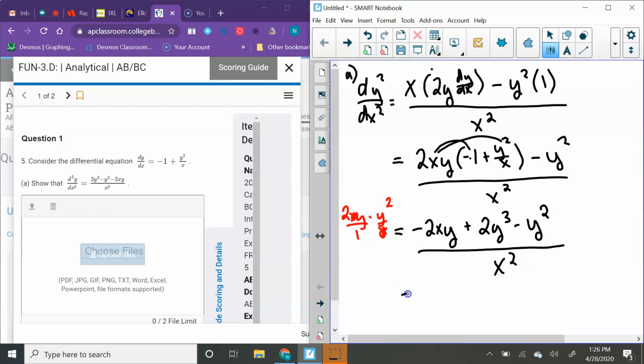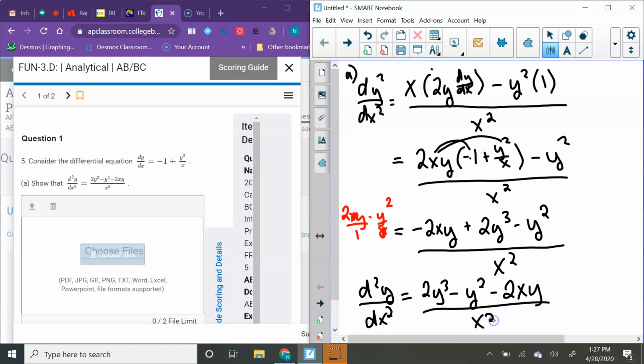And if you look at the answer you're supposed to have, it looks almost like this. It's just in a different order. So you always want your answer to match what they give you exactly. So we're just going to rewrite it in order, even though we recognize this is already the same. So we'll have 2y cubed minus y squared minus 2xy all over x squared there.